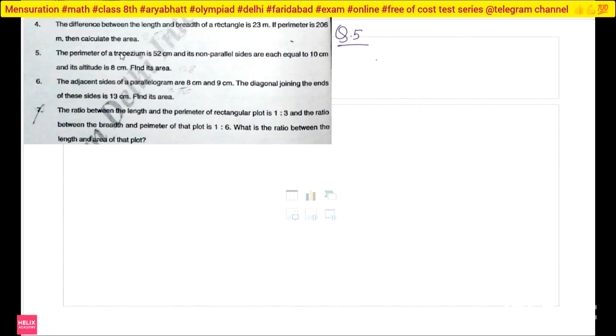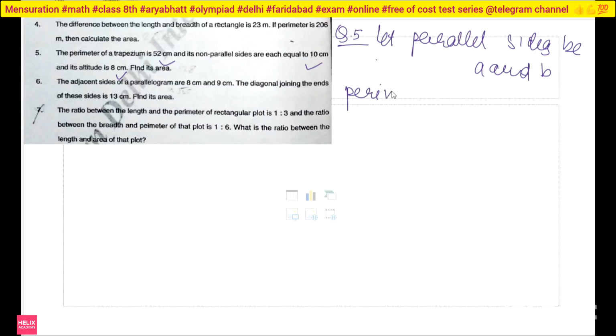Good. In the next question, the perimeter of the trapezium is already given, its non-parallel sides are each equal to this, and the altitude is this, find the area. It is very easy, right? So I will say let the parallel sides be your A and B. Okay, so perimeter will be what? Perimeter will be your A plus B plus 10 plus 10, because these two 10 are equal and they are given.